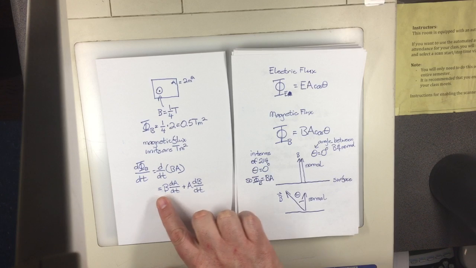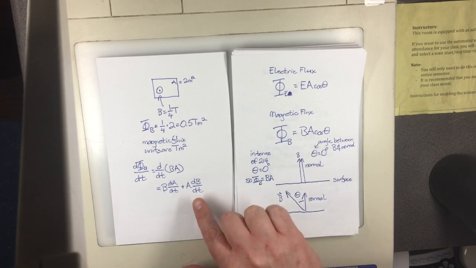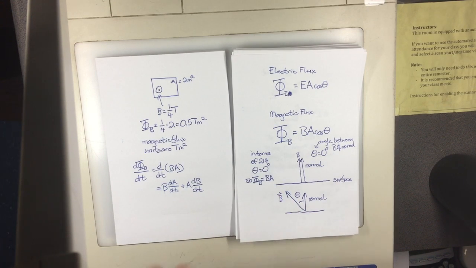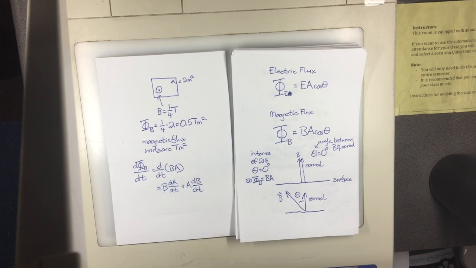One is the B field times the change in area with respect to time. The other one is area times the change in magnetic field with respect to time. Over here, B is constant. Over here, A is constant. I know, it's just oppressively hard. What I've done right here is I've broken the problem into two sub-problems. We're going to do one of two different things.